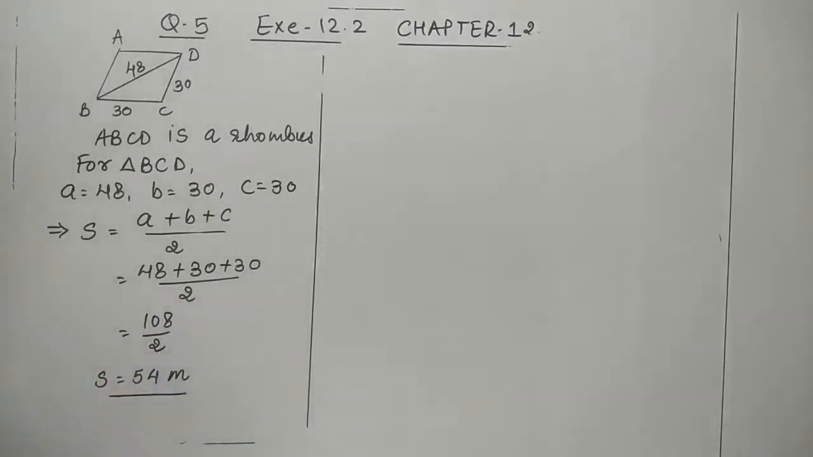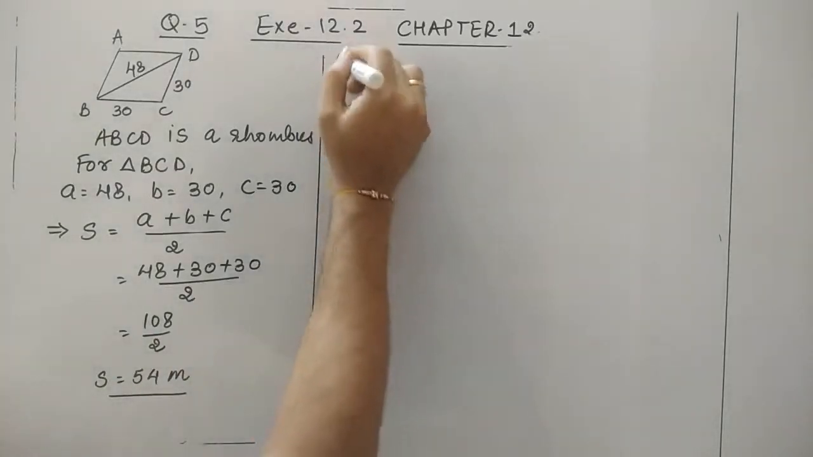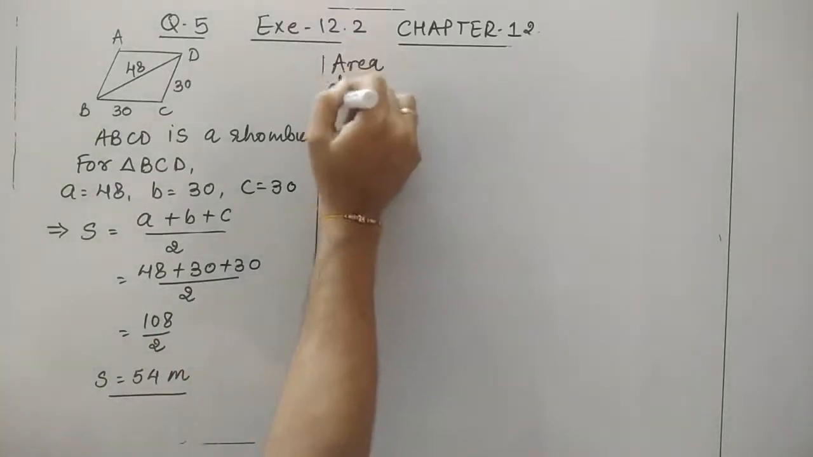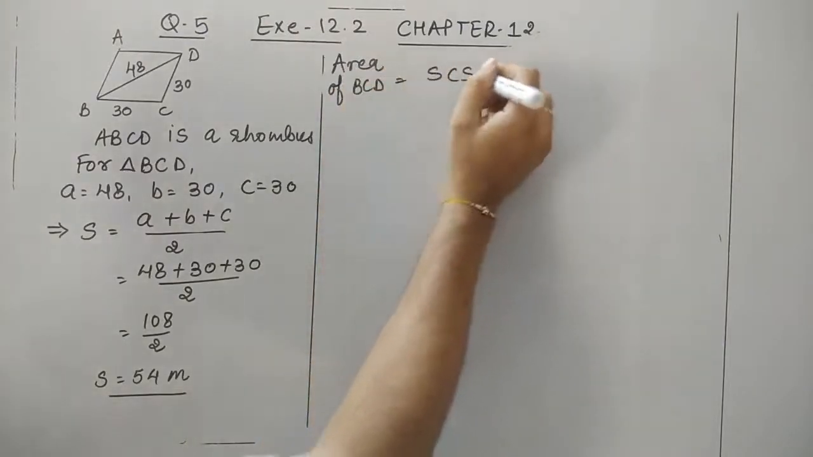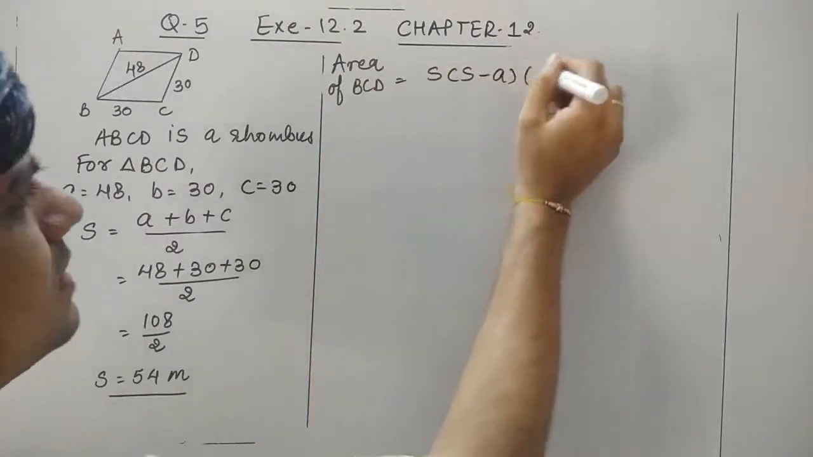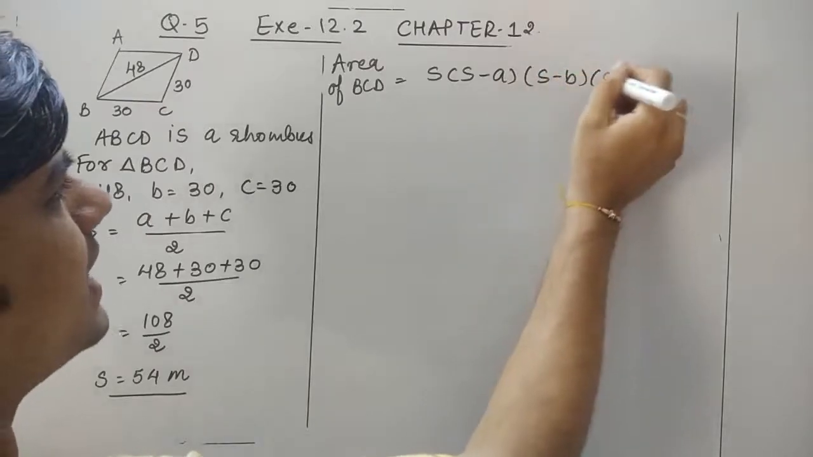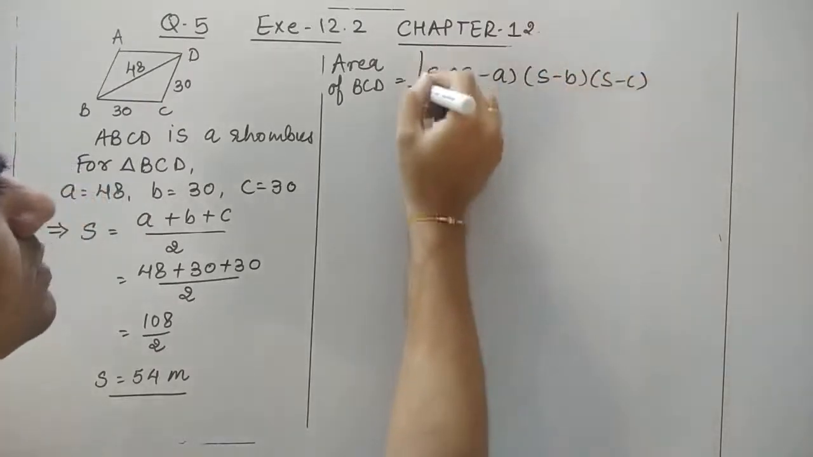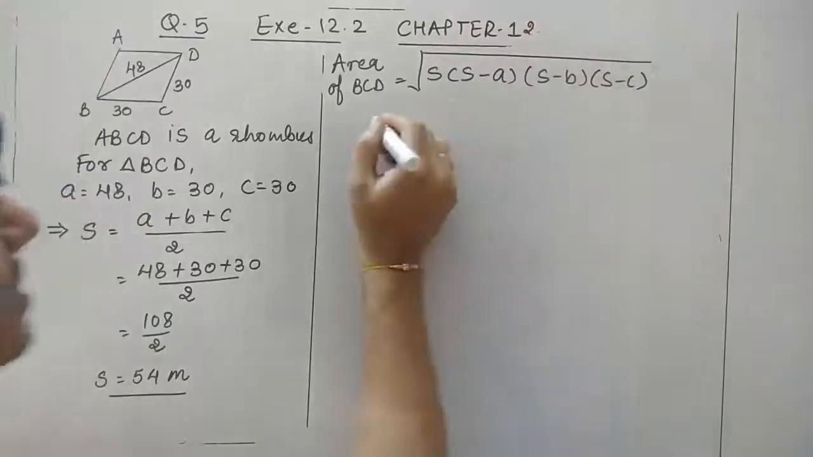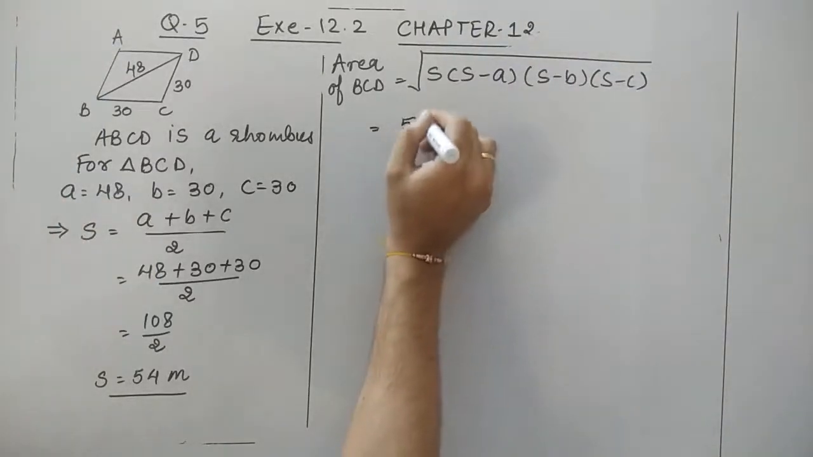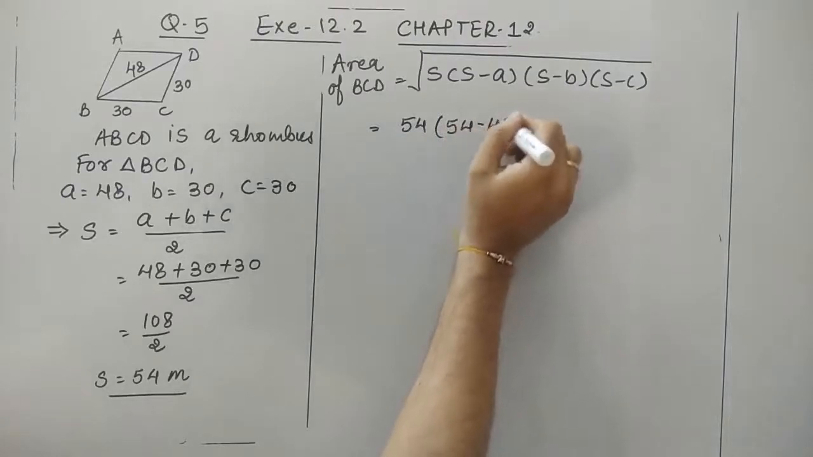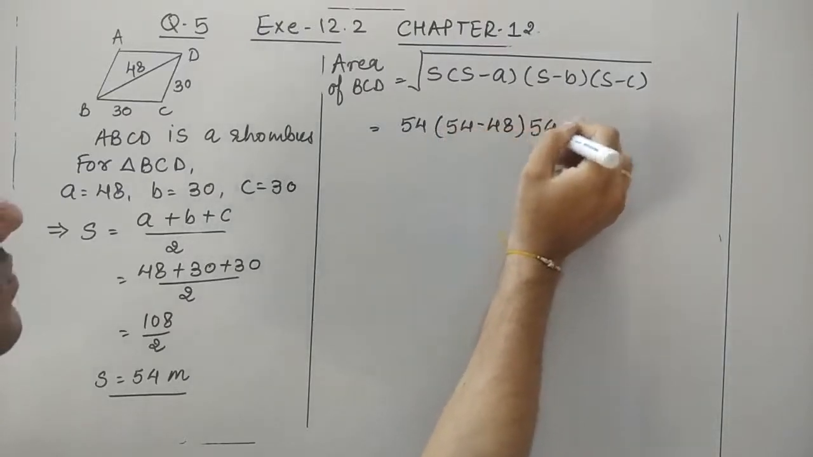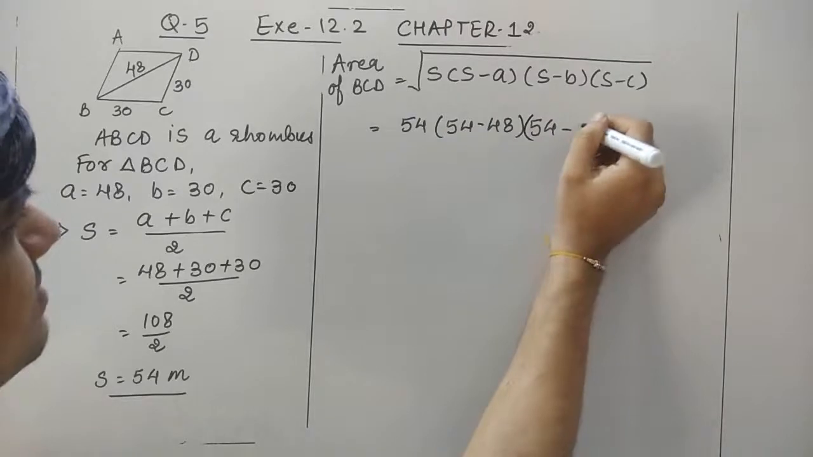So this is the semi-perimeter. Let's find out the area of this triangle BCD using Heron's formula, the square root of S times (S minus A) times (S minus B) times (S minus C). Let us substitute the values. S is 54, into, 54 minus A, which is 48.